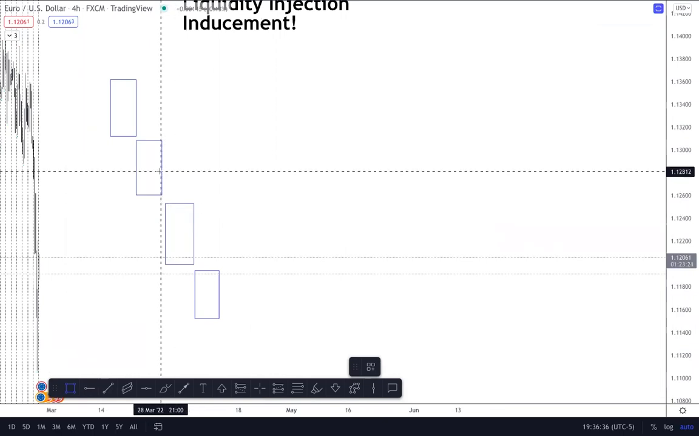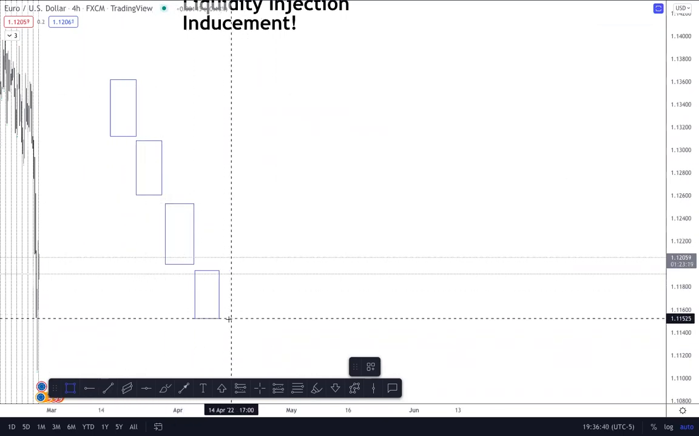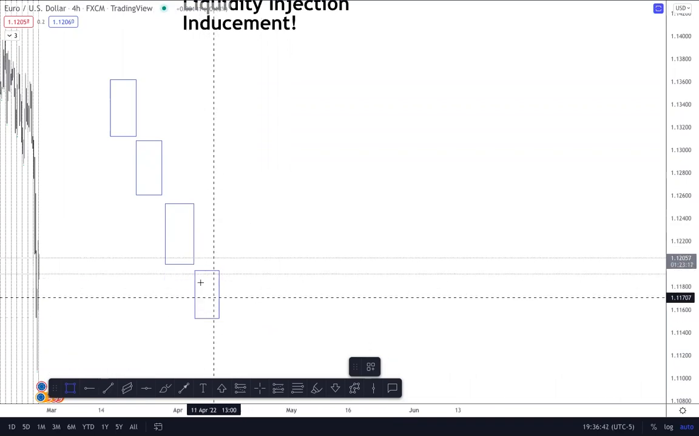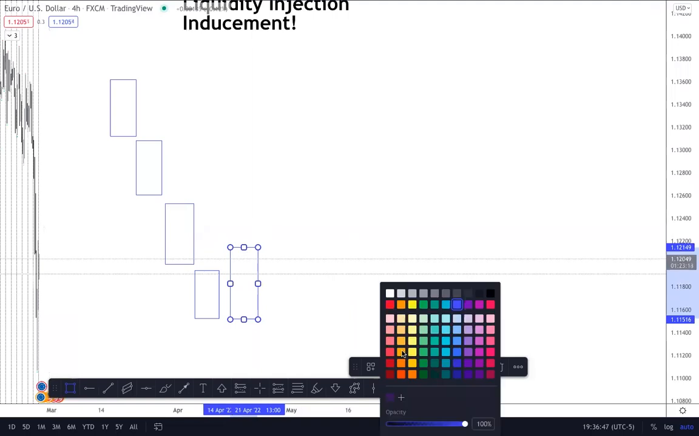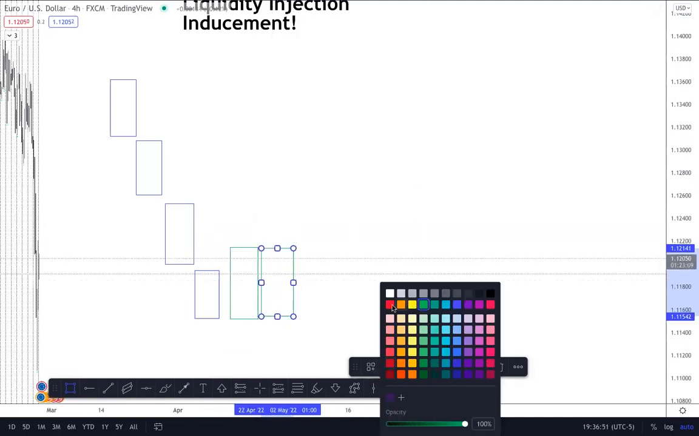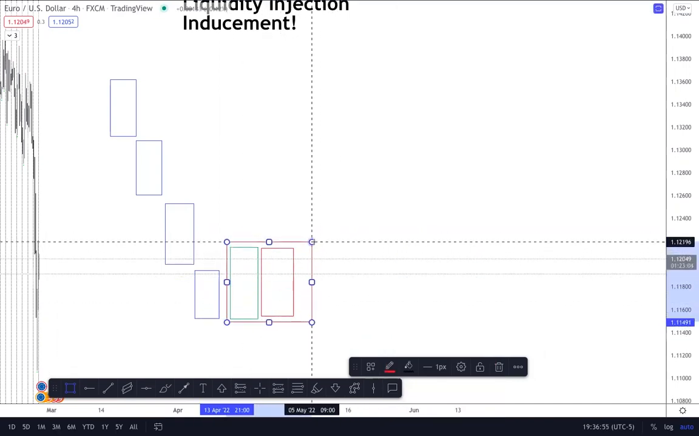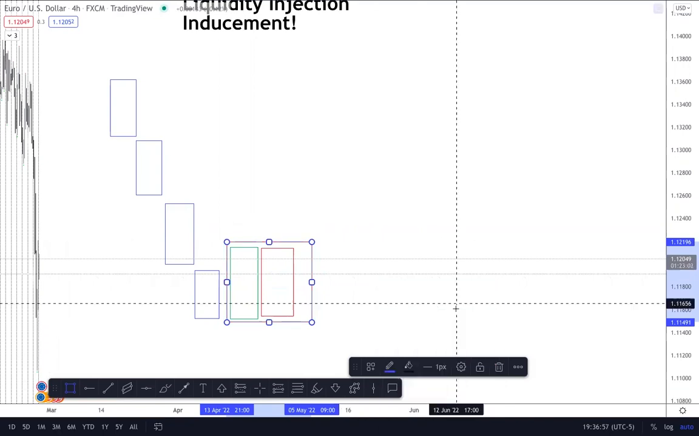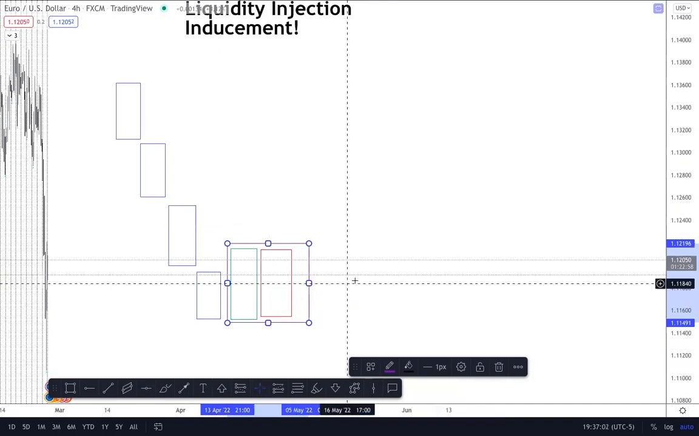So after there's been a lot of bearish candles coming in a row, after this bearish candle, I'd like to see maybe a bullish candle come in, a bearish candle come in like so. And what does that create? That creates the injection. This is what we call the liquidity injection. I'm going to make it purple here.